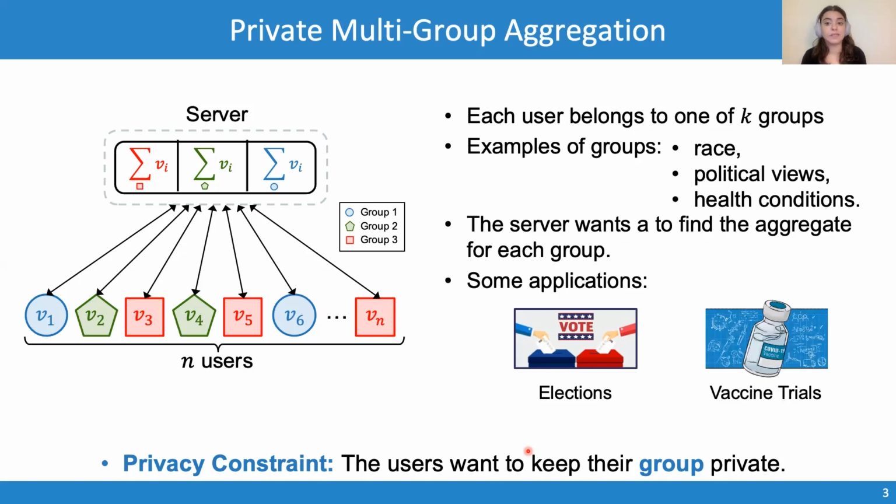Another example is vaccine or drug trials. So a medical research group wants to test the effect of a new vaccine on patients with or without diabetes. Participants want to contribute their vaccine test results, or in other words, their values. However, they worry about revealing their diabetic medical condition. Now, these are only some examples, and there could be many more. But to summarize, the key idea here is that the user belongs to a group which he wants to keep private from the server.